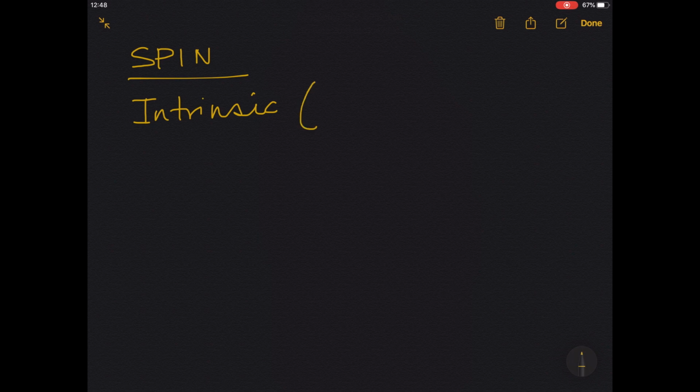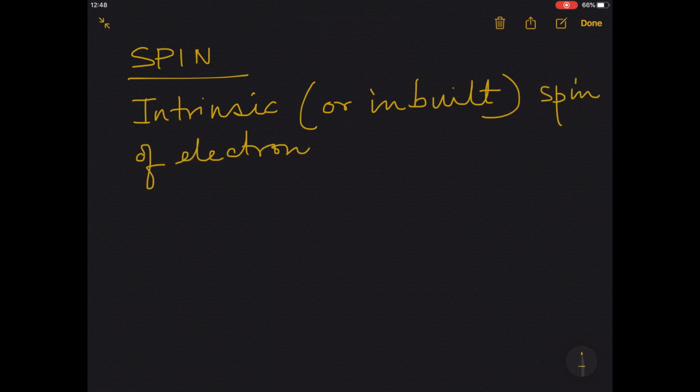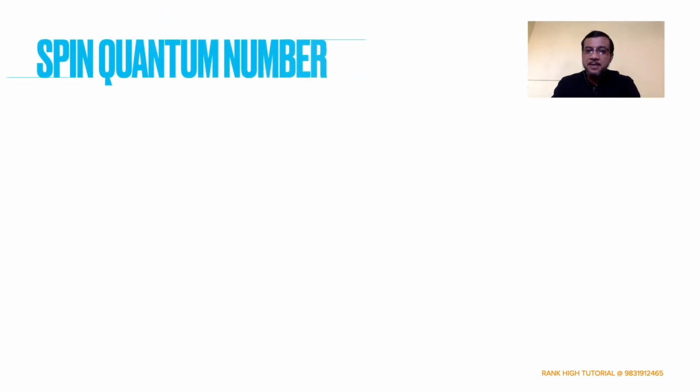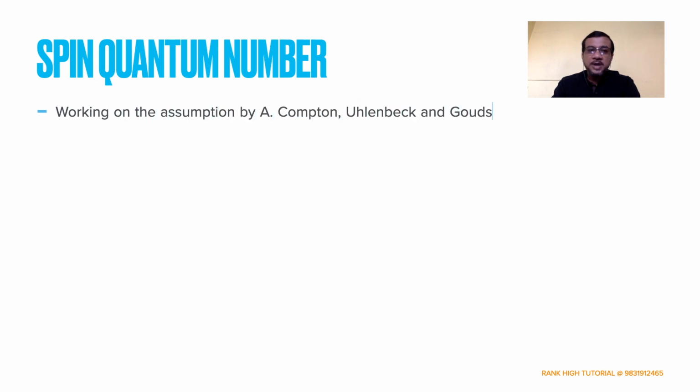In addition to the 3 quantum numbers required to specify the spatial distribution of an electron in a hydrogenic atom, 2 more quantum numbers, s and ms, are needed to define the state of an electron. These additional quantum numbers relate to the intrinsic or inbuilt angular momentum of an electron, arising from the motion about its own axis, called spin. Now comes the spin quantum number. Working on the assumption by A. Compton, Uhlenbeck and Goudsmit in 1925 proposed the idea of spin angular momentum of the electron.